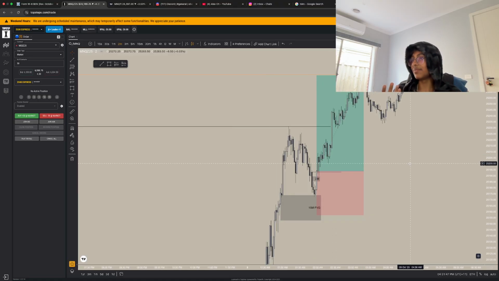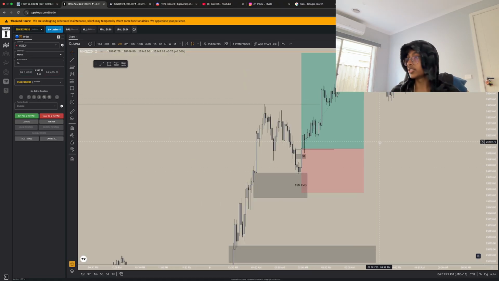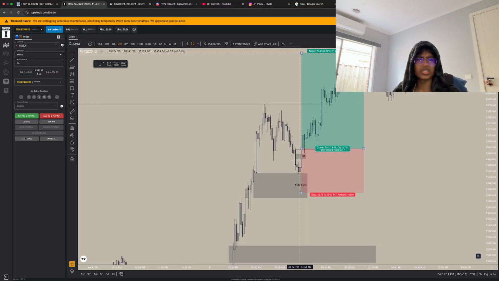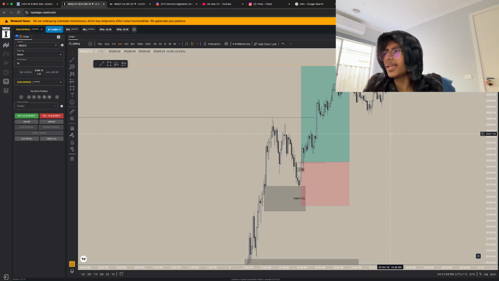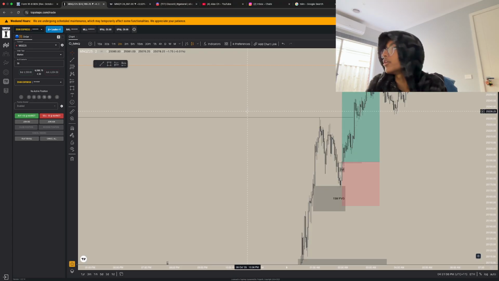But as you can see, this is an A+ trade right here. A trade that I personally took as well. I think I made $1,000 on this trade. But yeah, great trade. That's my continuation model, guys.